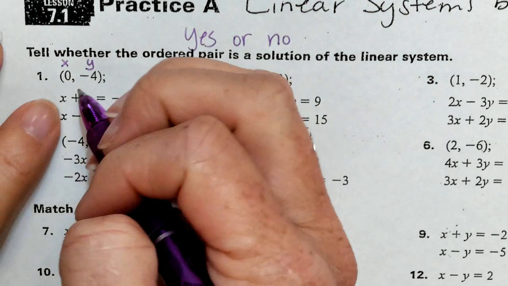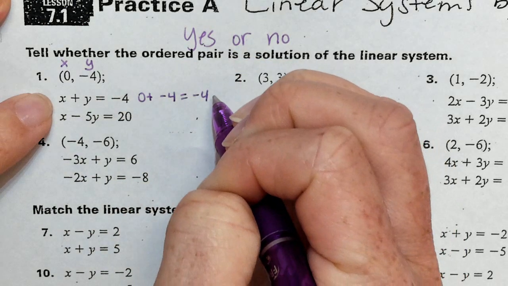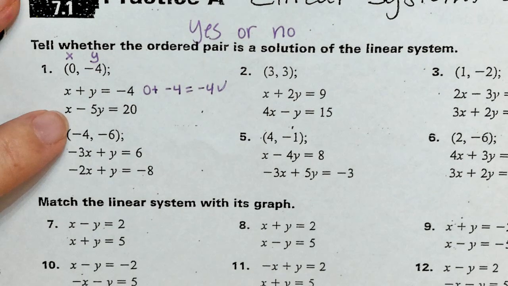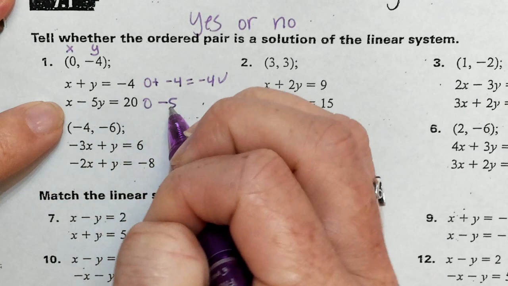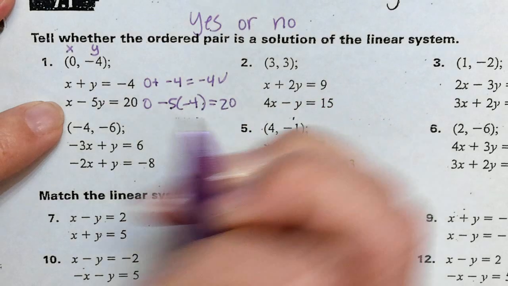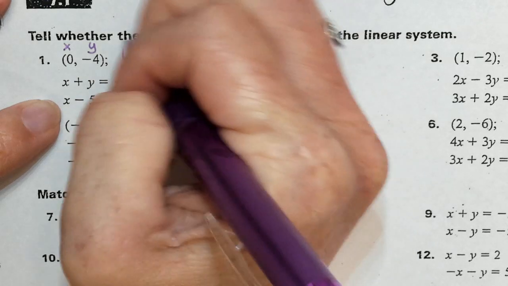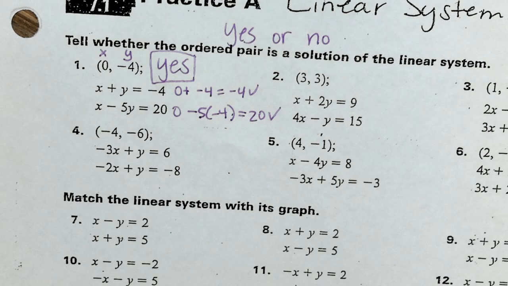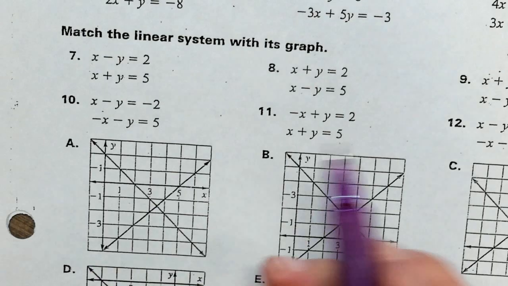So let's go test this out. Is x plus y, 0 plus -4, equal to -4? So I would put a check mark, yes. If I get 2 check marks, my answer is yes. All right, the second part is x, which is 0, minus 5 times -4 equal to positive 20. Yes, so I got 2 yeses, so my answer is yes for number 1. I'm going to say it again. They both have to be yeses. Otherwise, the point would not fall on both of the lines.